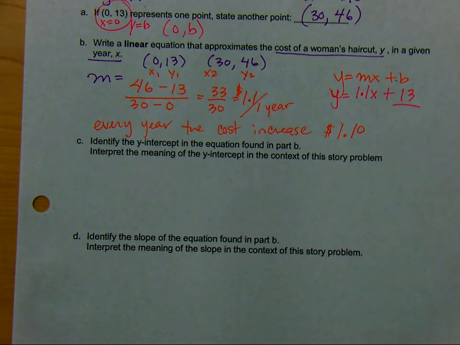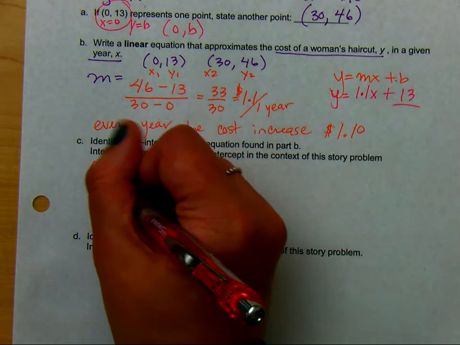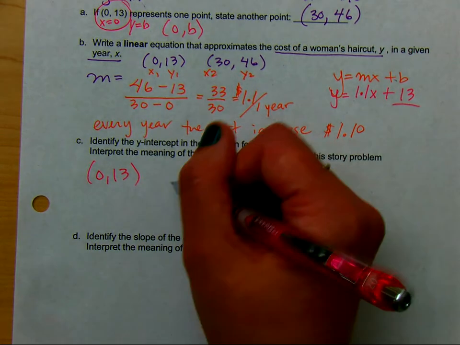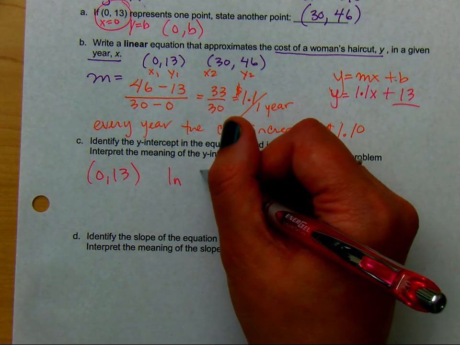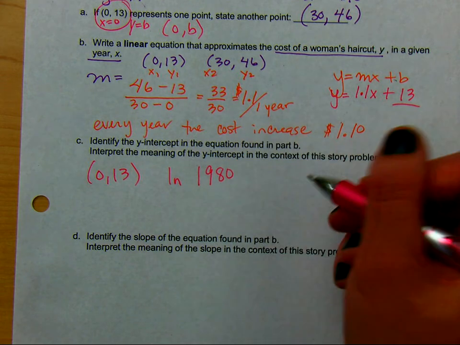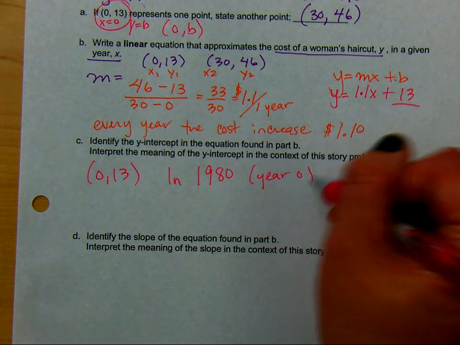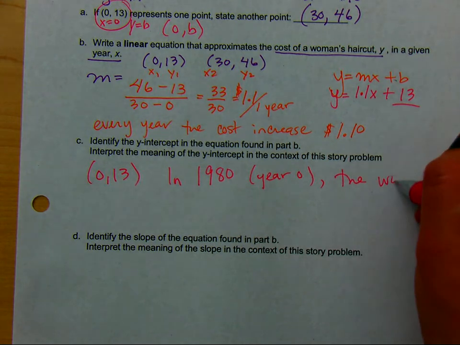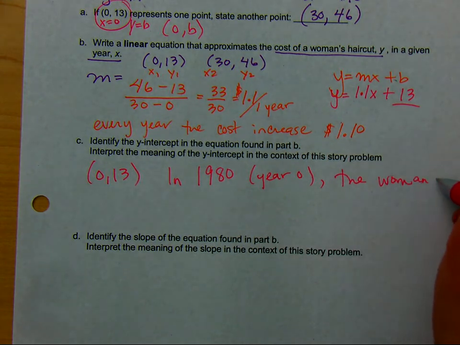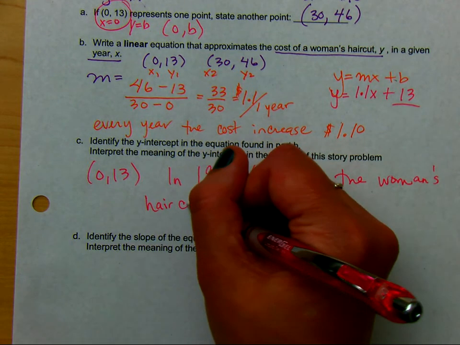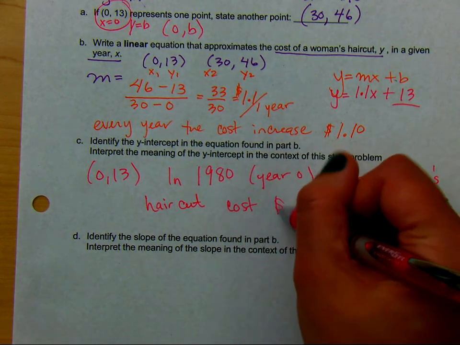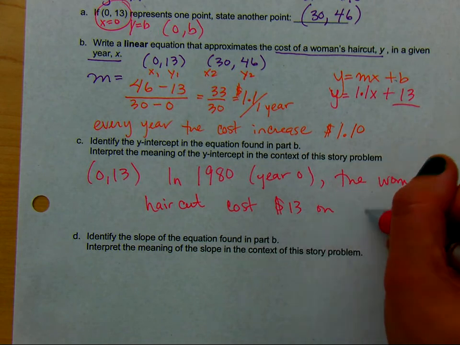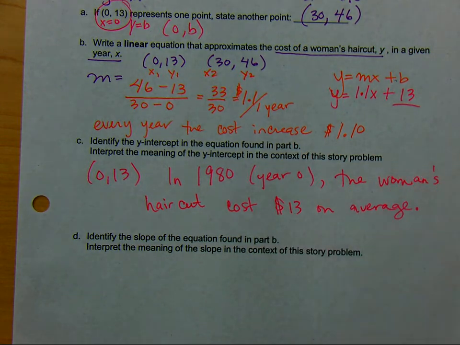C says, identify the y-intercept of the equation. Interpret the meaning of the y-intercept in the context. I already just told you, what's the y-intercept? (0, 13). What does that mean? Yeah, in 1980, which was year 0, that's the beginning of time, right? The woman's haircut cost $13 on average. Or some other flowery way of saying that.